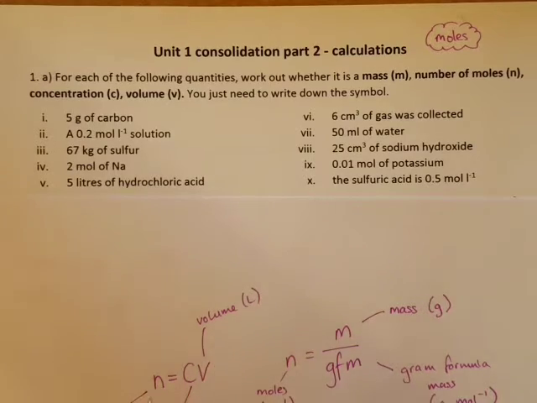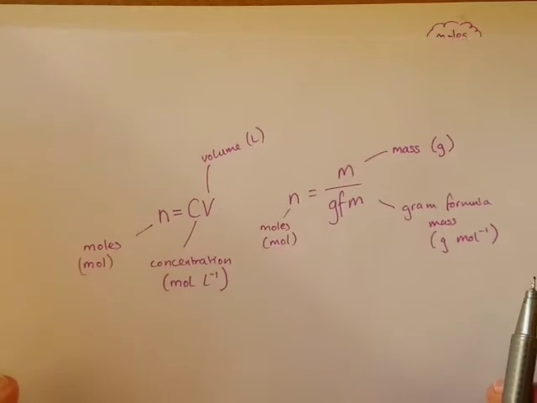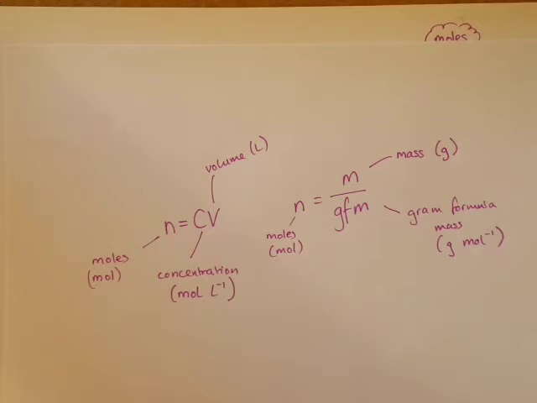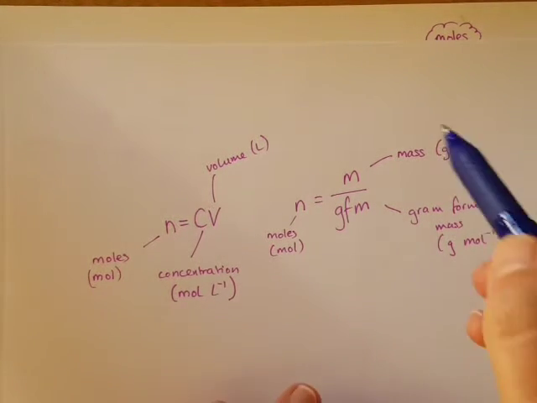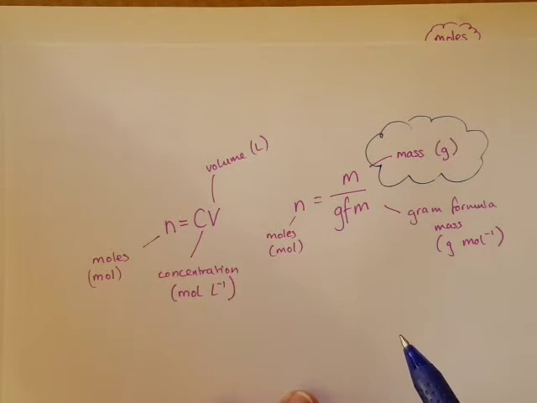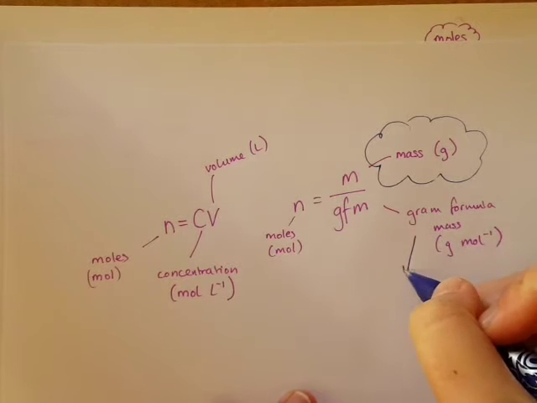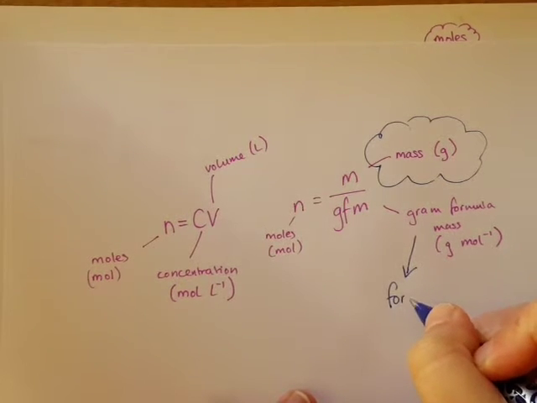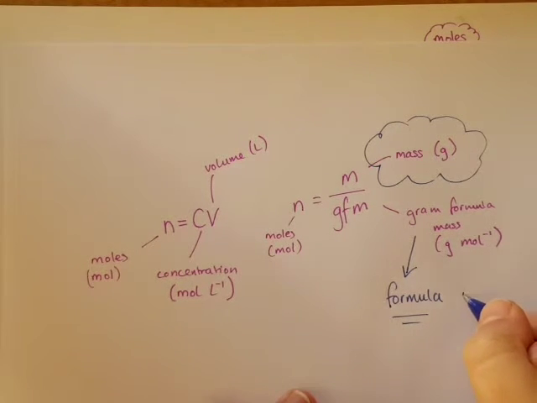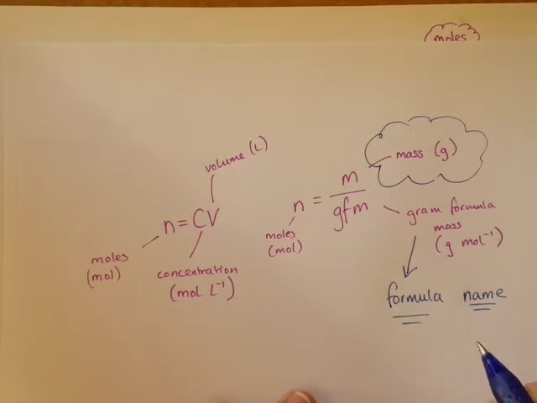So you just write down beside each one n, C, V or m. Because when we are using these equations here, which one we use will depend on the information that we're given. So if we are given a mass in the question, then chances are that's telling us that we're going to need to use this one here, n = m over GFM. The gram formula mass, the GFM, remember we can always calculate if we know the formula of a compound, or if we know the name of an element or compound that we can work out the formula for.